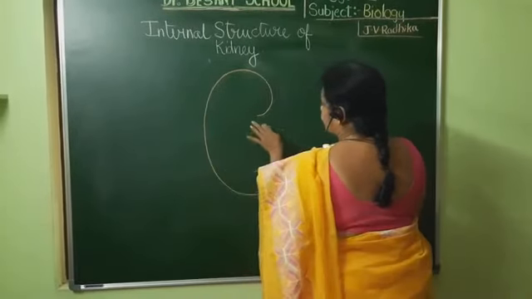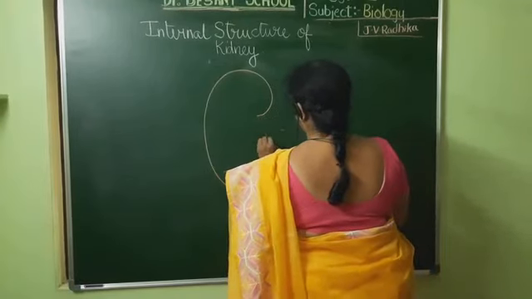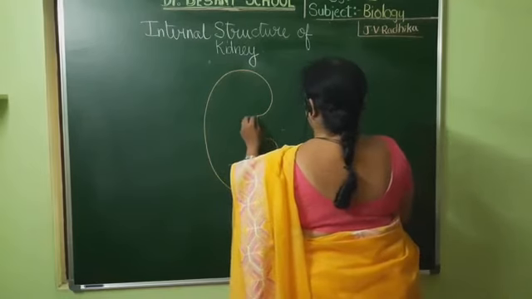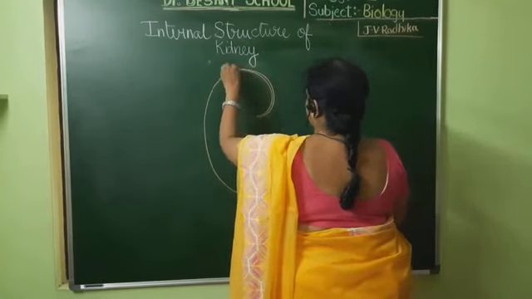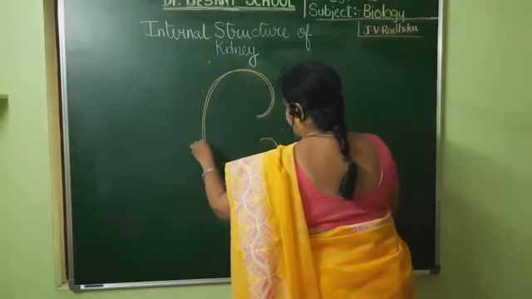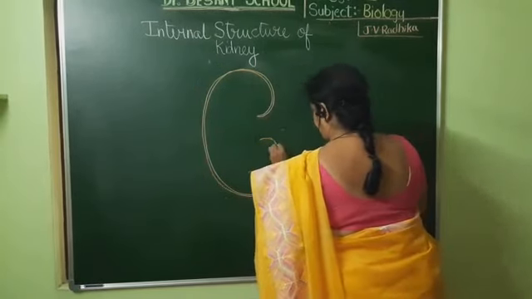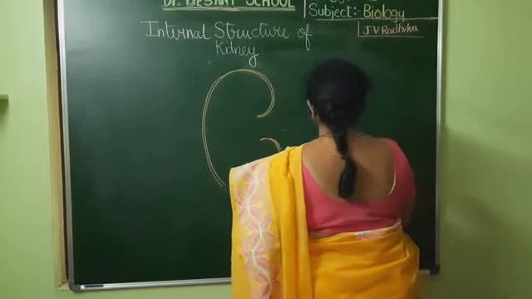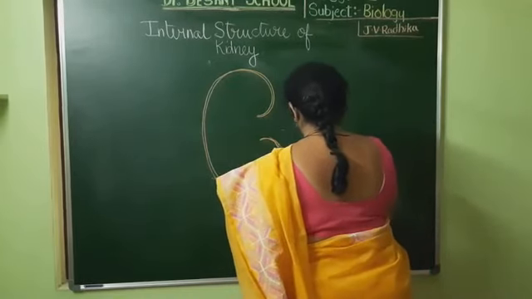This bent portion that is there is called the hilum. Here I just want to show that kidney. The kidney is approximately 10 centimeters in length, 5 to 6 centimeters in breadth, and 4 centimeters in thickness. As I told, it is present in the abdominal region, in the lower abdomen.